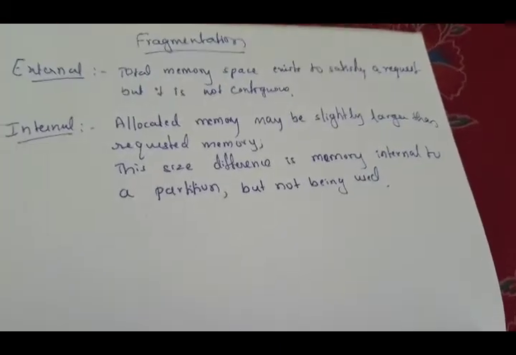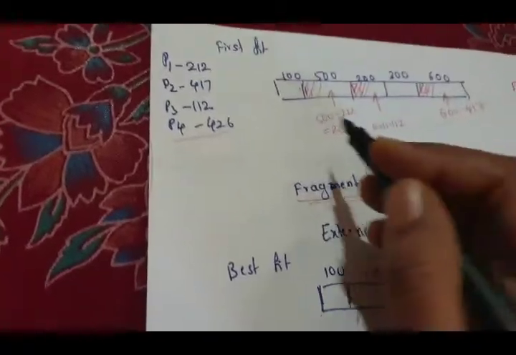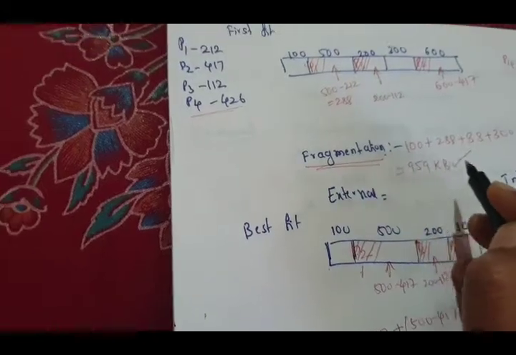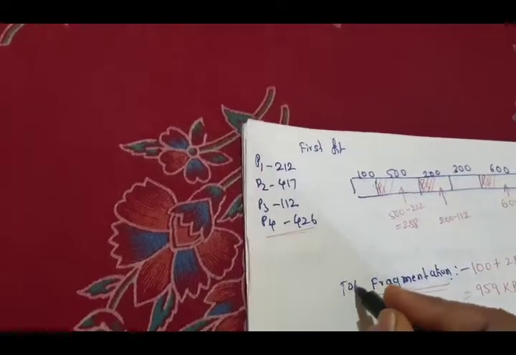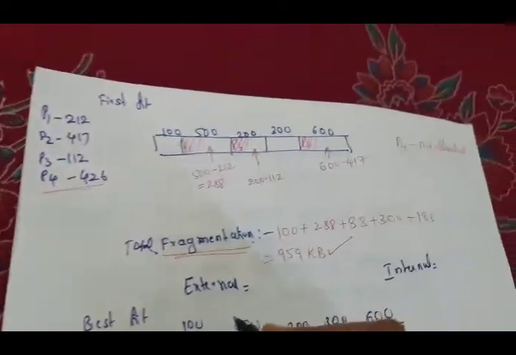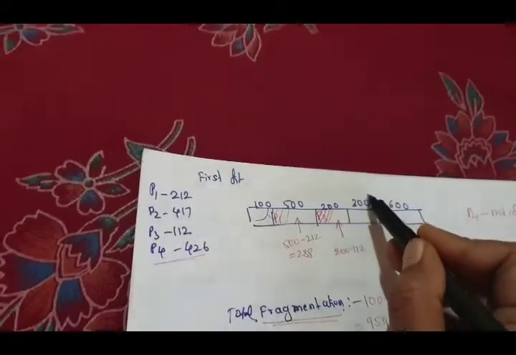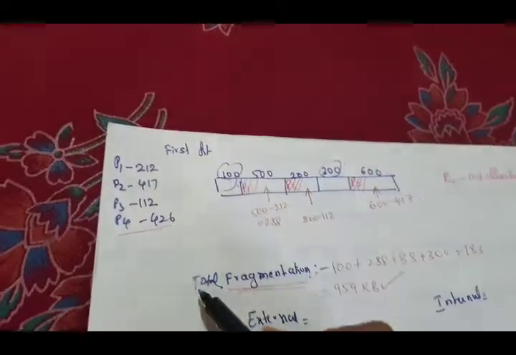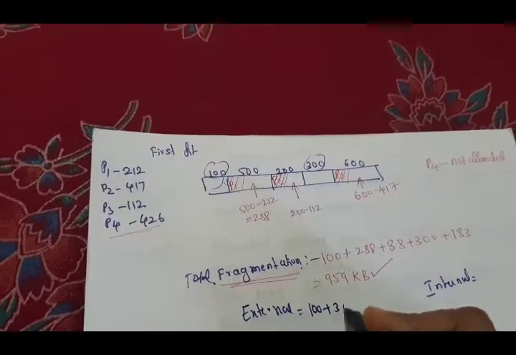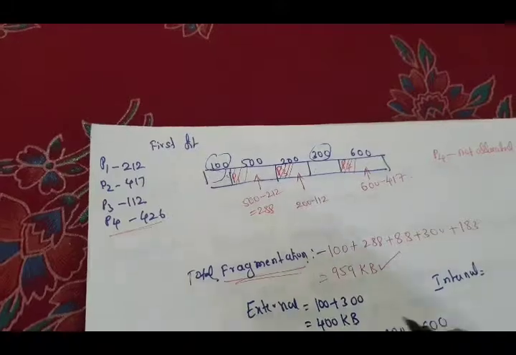So let me explain how to calculate this for the previous example that we have taken for the allocation. Here, this is the allocation that we have done for the first fit. We have calculated the total fragmentation also. How do we calculate the external fragmentation? Look at the total memory blocks left out here. One whole block of 100 KB is left out, and one more whole block of 300 KB is left out. So we have two complete blocks of memory left out, that is 100 plus 300 KB. So totally 400 KB is the external fragmentation.